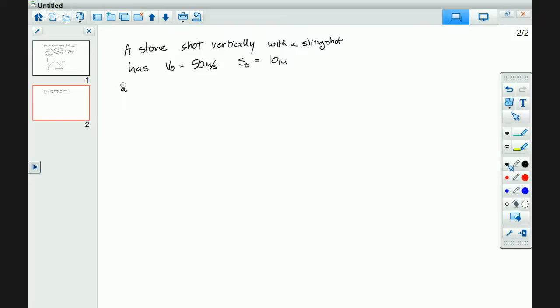Calculate velocity at t equals 2 and t equals 7.